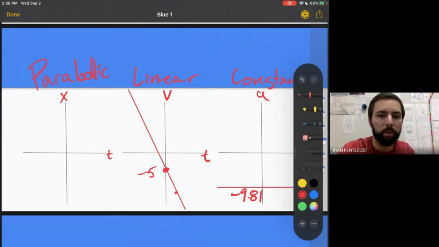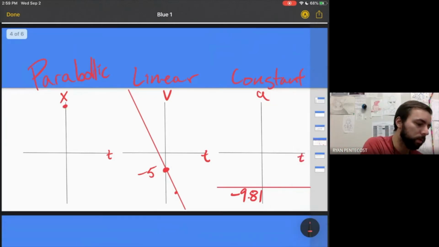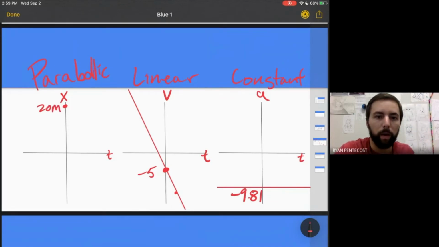Now for the position. We do have initial position. We have 20 meters as our initial position. It already has a negative velocity, so it wasn't dropped, it wasn't thrown upward, it seems to be thrown downward or mid-flight downward. So that means that we will connect a negative parabola at that 20 meters.